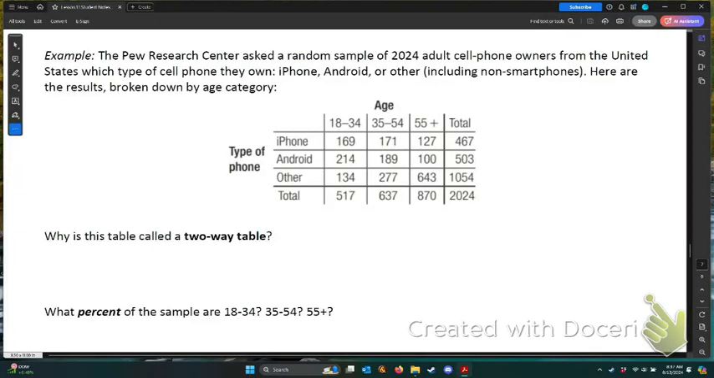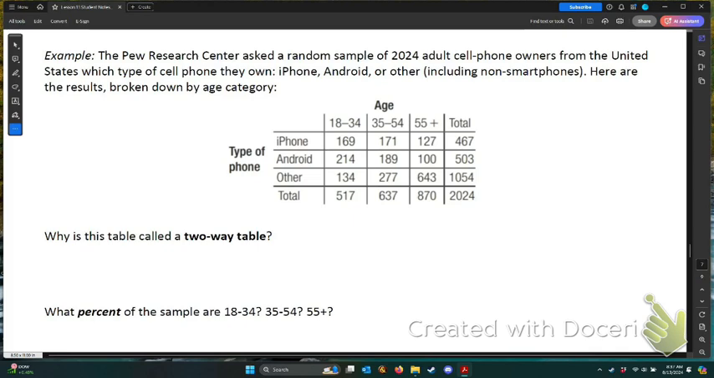Here's our example for a two-way table. The Pew Research Center asked a random sample of 2024 adult cell phone users from the United States which type of cell phone they own, an iPhone, an Android, or other, including a non-smartphone. Here are the results broken down by age category.